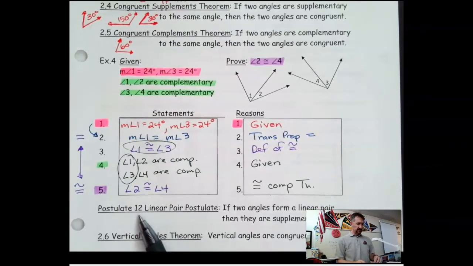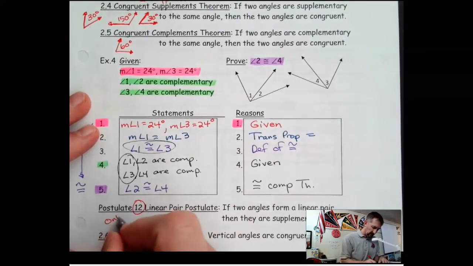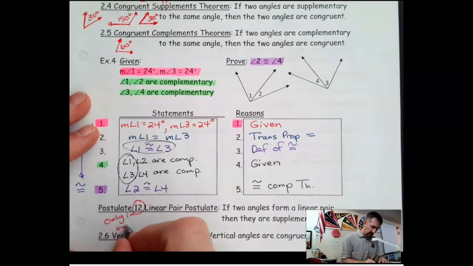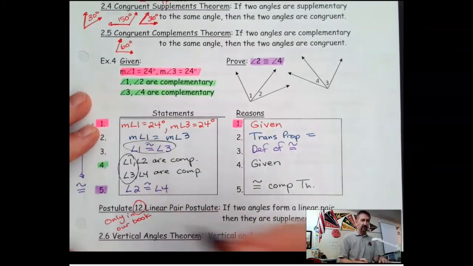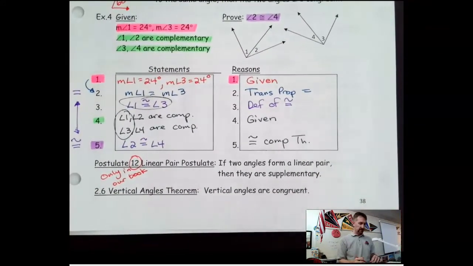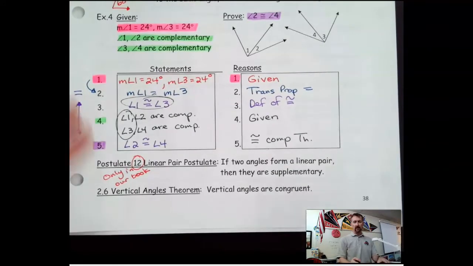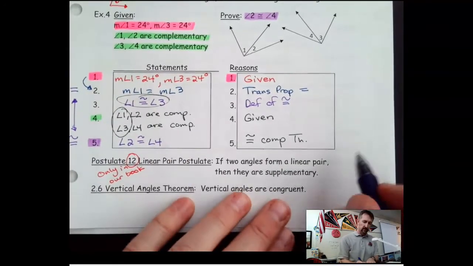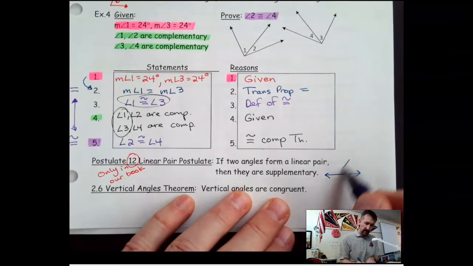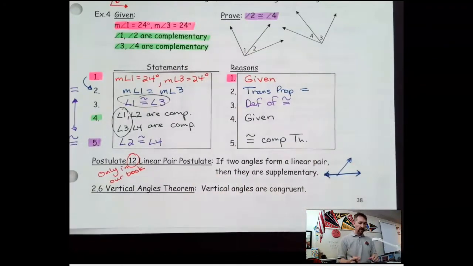So again, this is only in our book, Postulate 12. This isn't called Postulate 12 in the world. It's just Postulate 12 in our textbook. It's the 12th postulate that's been mentioned in our textbook. If two angles form a linear pair, then they have to be supplementary. So hopefully that's pretty clear to everybody. If two angles form a linear pair, they have to add up to 180 because they form a straight angle, which means that those added together equal 180.